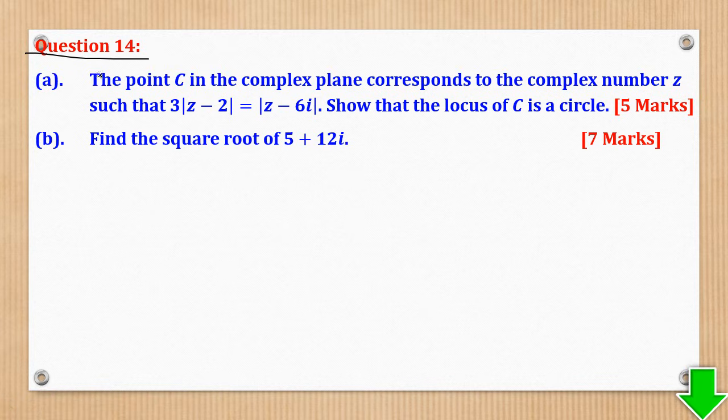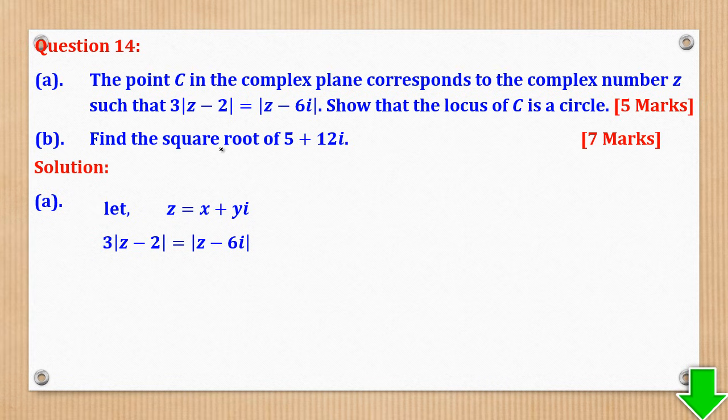So now I shall go to question 14. Part A says the point C in the complex plane corresponds to the complex number z, such that this is equal to that. Show that the locus of C is a circle. So the first thing to do is to let z be equal to x plus yi. Then come and quote the condition and substitute for z.